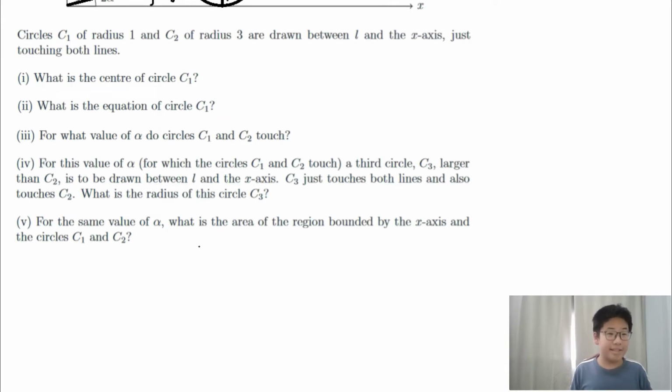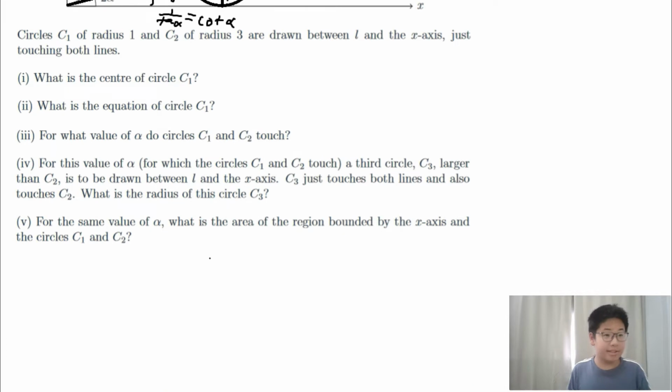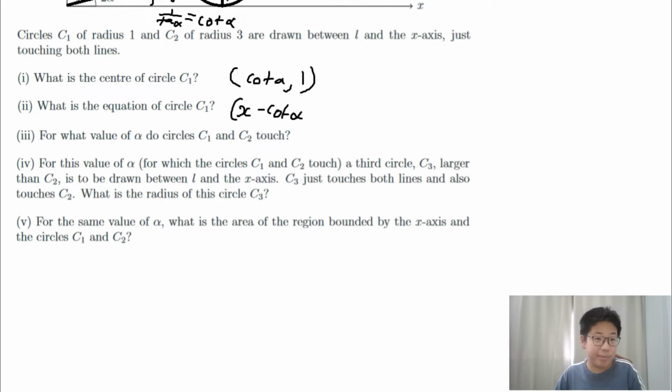So what is the center of circle C1? If you do some trigonometry, this turns out to be 1 over tangent alpha, which is also equal to cotangent alpha. So the center of circle C1 is, let's write it here, cotangent alpha, 1. We can simplify this and turn this into the circle formula to get x minus cotangent alpha squared plus y minus 1 squared equals 1.